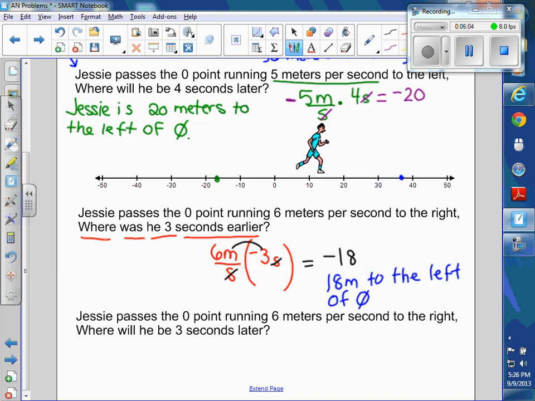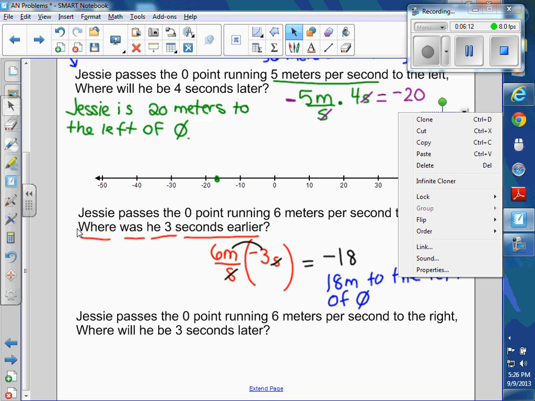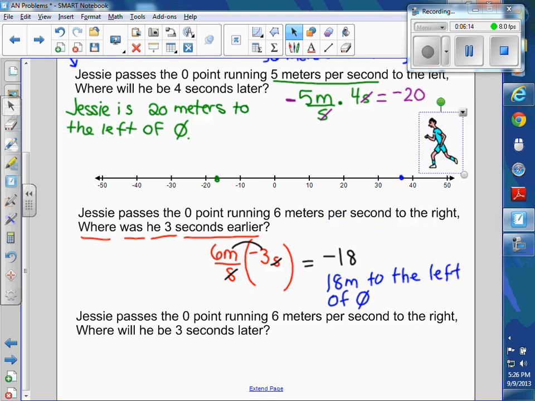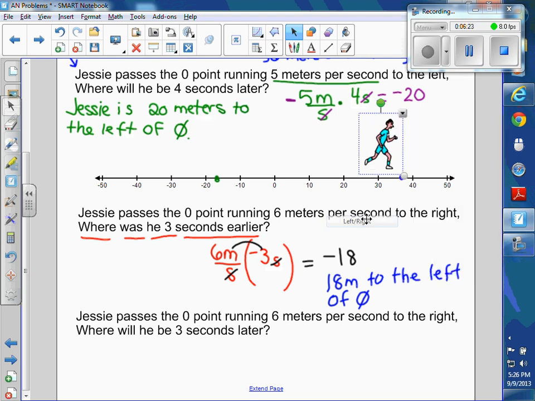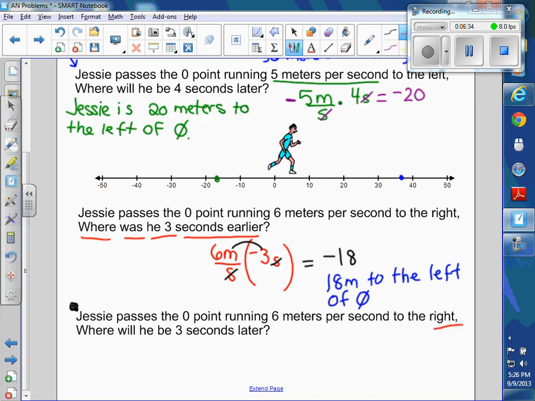We'll do one more example of this type. So now we'll flip it again. Jesse's going back the other way. Whoops, I'm sorry, we're going to redo this. So just another question, same scenario. Jesse passes the 0 point, running 6 meters per second, still going to the right. But the question is, where will he be 3 seconds later?